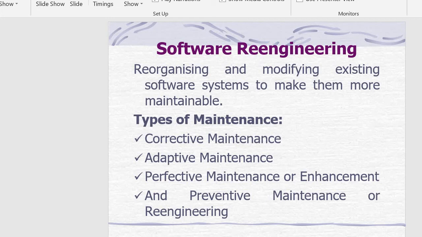Now we focus on software re-engineering. Re-engineering is basically, as we have discussed, reorganizing and modifying the existing software system to make it more maintainable. We have studied that in a couple of slides. And this comes under maintenance. As for the types of maintenance, we have already discussed corrective maintenance, adaptive maintenance, and perfective maintenance. The perfective maintenance is also known as enhancement. And the preventive maintenance is basically the re-engineering. So now in the coming slides, we will focus on re-engineering.